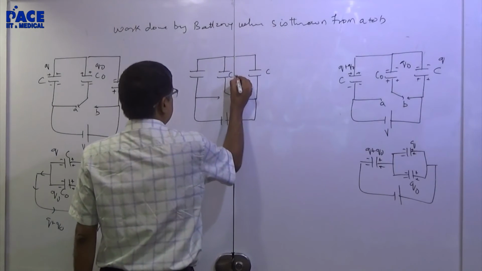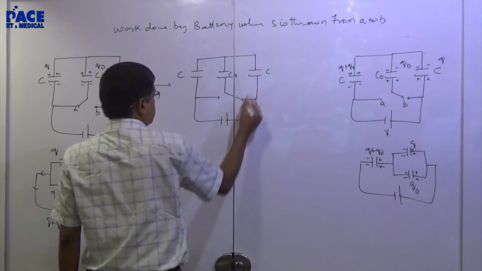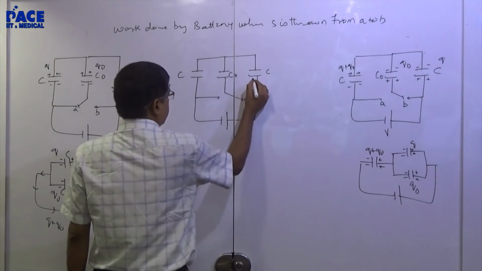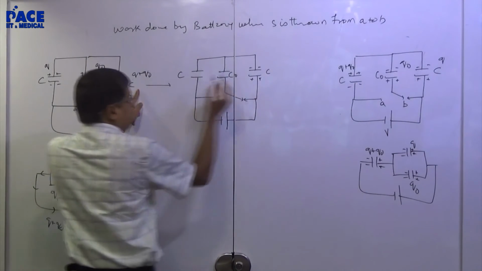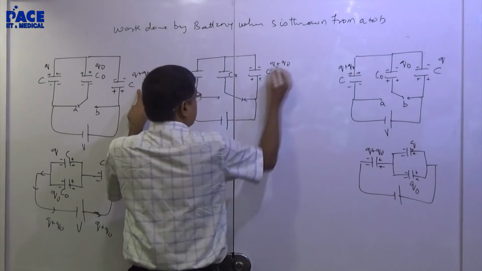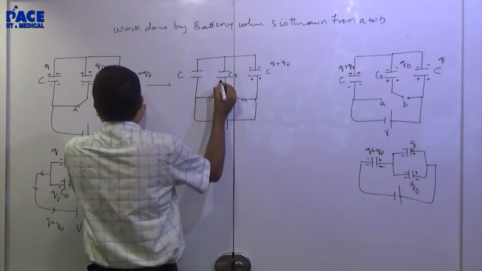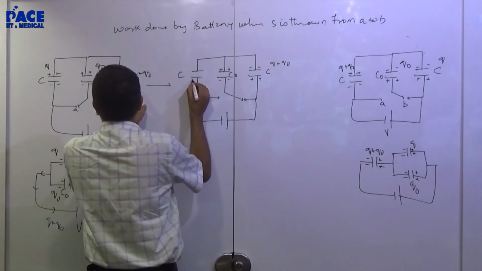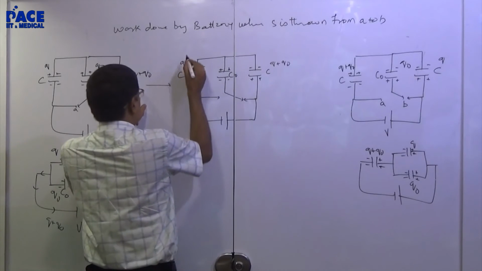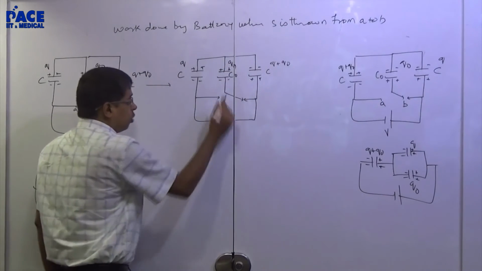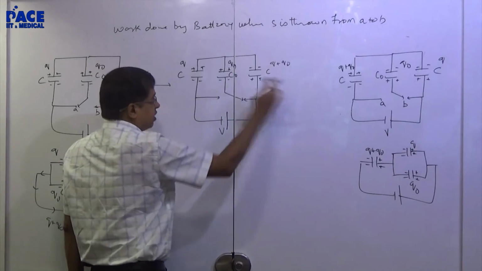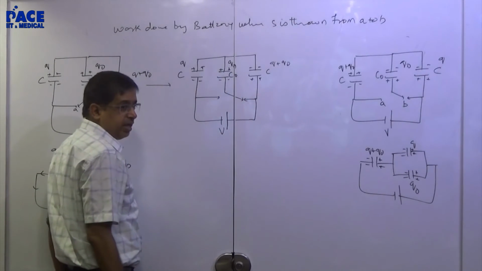this is C, this is C naught, this is C. Right? There will be positive, negative. Originally you had Q plus Q naught here. Originally you had negative, positive, negative, positive. This was Q, this was Q naught. But now the lower plate should become positive, upper plate should become negative.